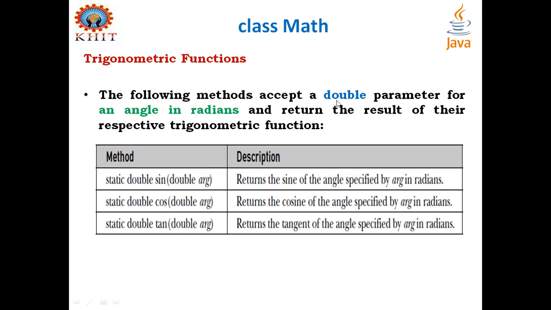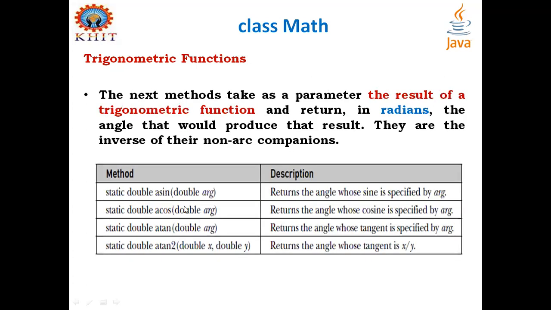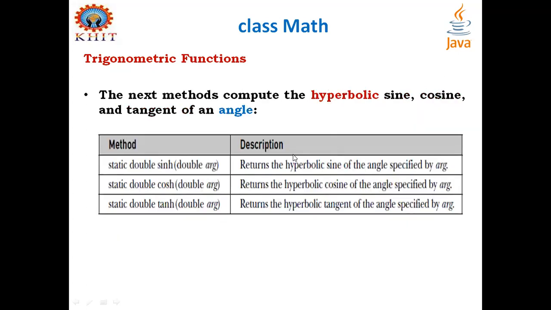Here, each accepts one double parameter, an angle in radians, and returns the respective trigonometric function value according to sine, cos, or tan. And here is another set of methods, also trigonometric functions, but different from the previous ones. They take the result of the trigonometric function as the parameter and return the angle in radians. It is the reverse of the functions in the previous slide.